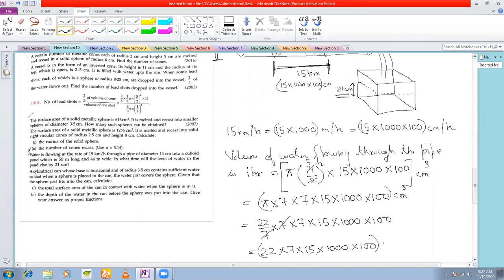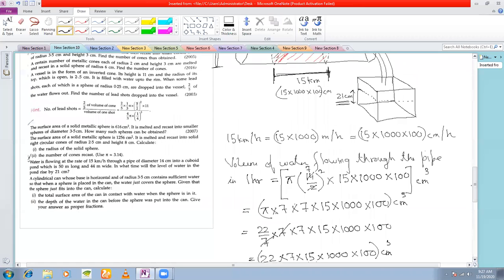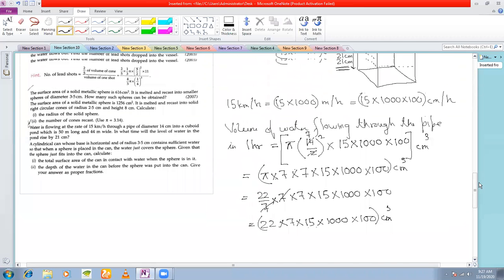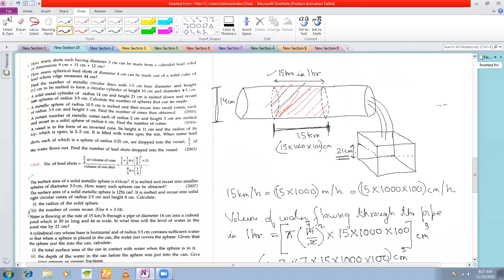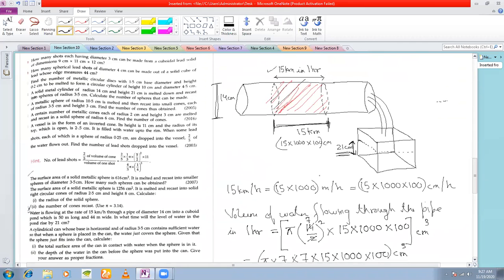So the story of the cylindrical pipe is finished. Now we come to the story of the cuboidal pond. What is the volume of water needed in the pond? 21 centimeter height of water is needed in the pond. And what are the other dimensions of the pond? The other dimensions of the pond given are 50 meters wide, so this is your 50-meter width, and 44 meters long. Say here 44 meters.